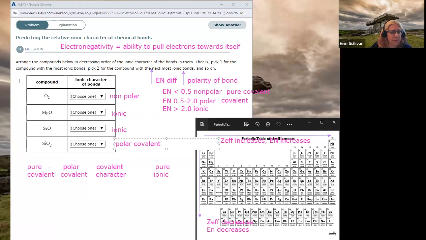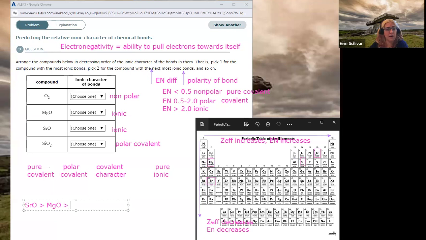Just looking at the positions of all these on the periodic table as well, we've got oxygen over here, magnesium over here, strontium over here, and then silicon here. In terms of the biggest difference in electronegativity, it's going to be between oxygen and strontium. So I would predict strontium oxide to be the most ionic, since we're going from most ionic to least ionic. And then magnesium oxide to be slightly less ionic.